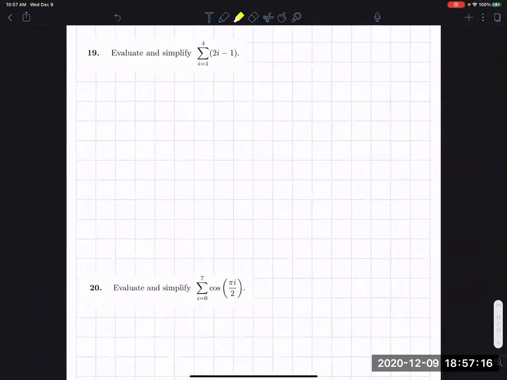All right, in this problem we're using summation notation, and this is just sort of a simple problem where we try to understand what the summation notation means.